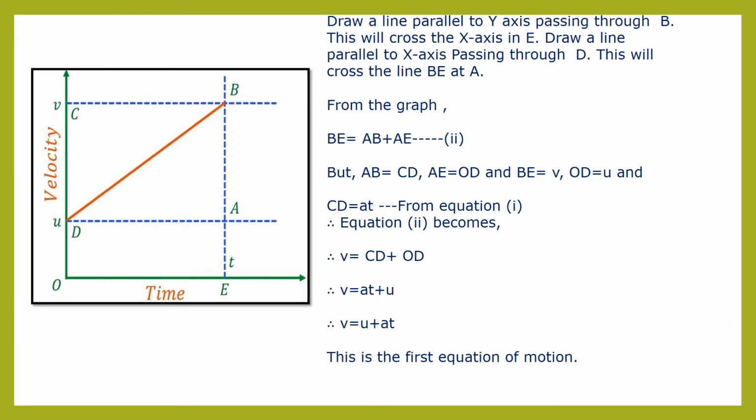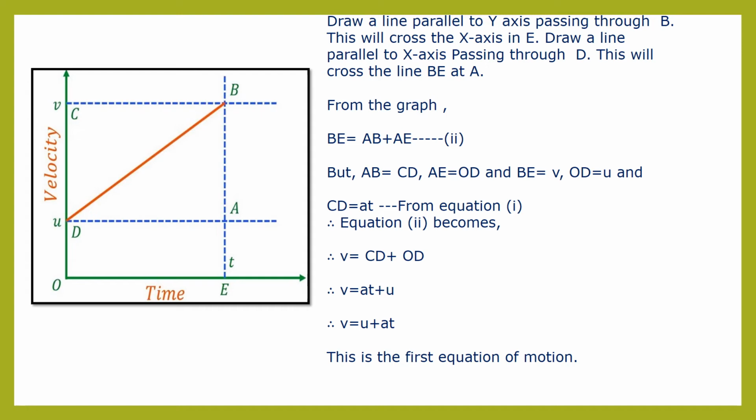Now we have to draw a line parallel to the y-axis passing through the point D. This will cross the x-axis at point E. Then we have to draw a line parallel to the x-axis passing through the point D. It will cross the line BE at point A. After drawing these lines, BE is equal to AB plus AE, because A is the intersection point on line BE. That is equation number 2.